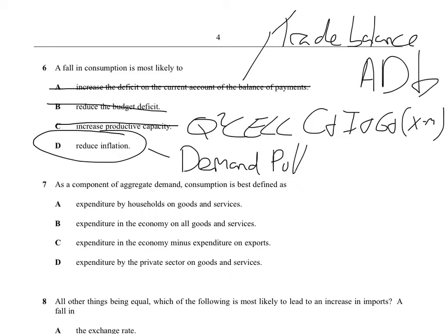Right, question number 7. As a component of AD, consumption is best defined as. Now, we've seen this a million times. And what do they do? They try and have the most complicated one possible. Everyone goes, well, it must be the complicated one, but it's not. It's just that one. It's expenditure by households on goods and services.